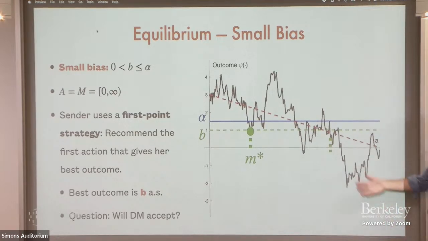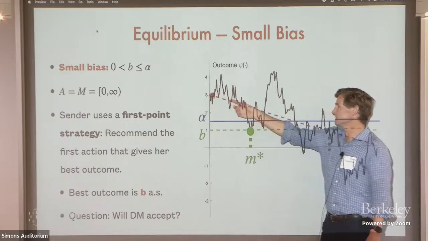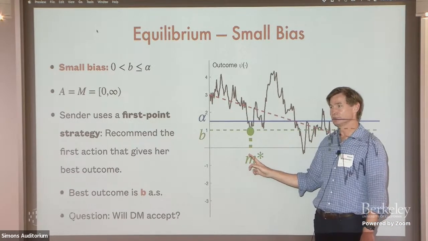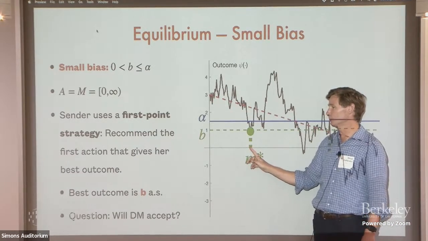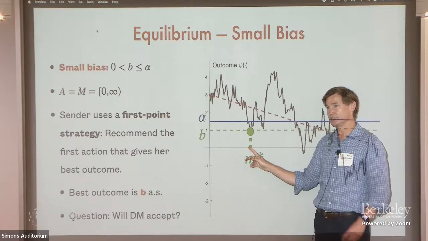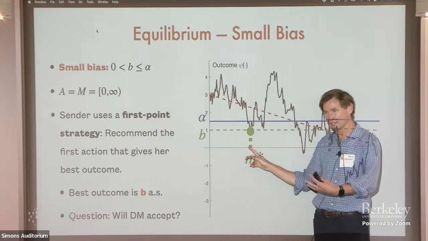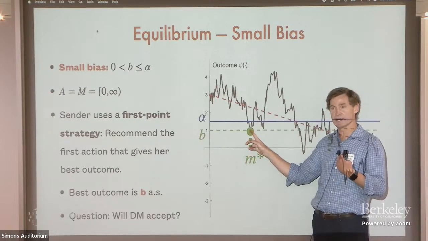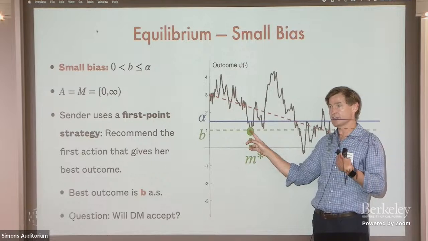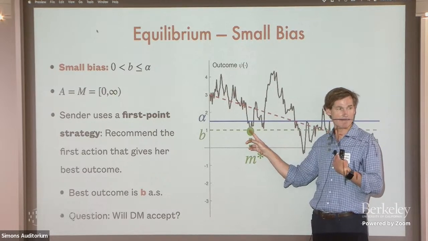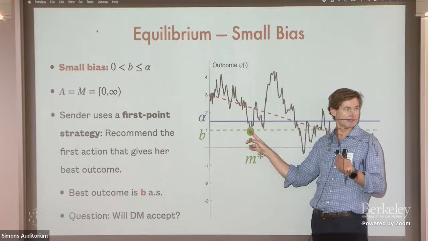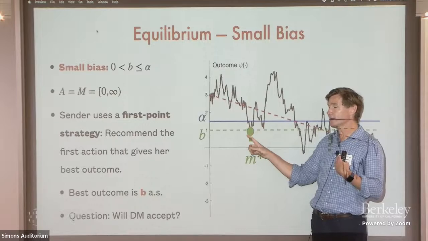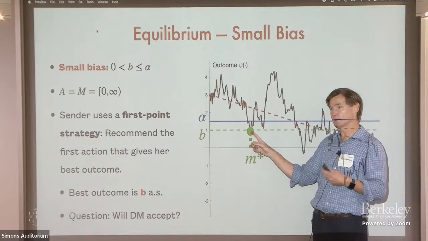So this is a depiction. The receiver, the decision maker, knew the red line. The expert now comes along and says, here's my message, where my message is the recommendation: you should do this action. It's cheap talk. There's no verifiability, but in equilibrium, the decision maker infers that this is producing outcome B. Now he's learned something more about the mapping. He now knows two points. The question is, does he accept this recommendation? And for small bias, less than alpha, that's what he's going to do.